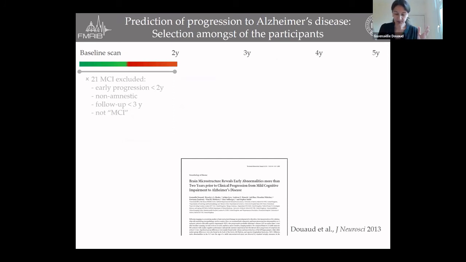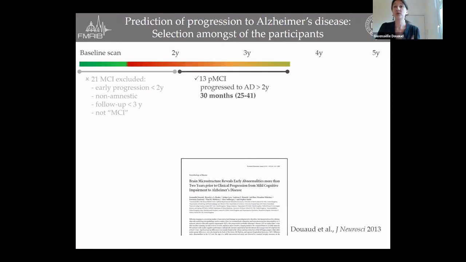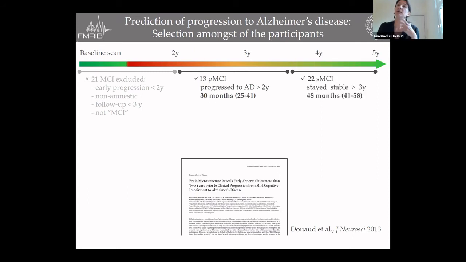And so we started off with a pretty healthy MCI group. We had also healthy controls and Alzheimer's disease, but I won't go into the details of this. And then we shrunk it, which seems mad, but for this study made a lot of sense. We removed all the MCI participants that had progressed to Alzheimer's disease too fast after their baseline scan, because we really wanted that solid window of 2 years without progressing to Alzheimer's disease. So we looked at these 13 progressive MCI who progressed to Alzheimer's disease at least 2 years later, and that's actually 2.5 years on average. And we had 22 stable MCI who stayed stable for at least 2 years, actually on average 4 years. That was something we published in Journal of Neuroscience.